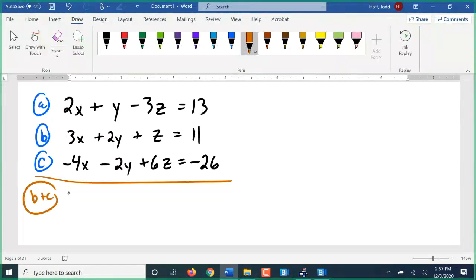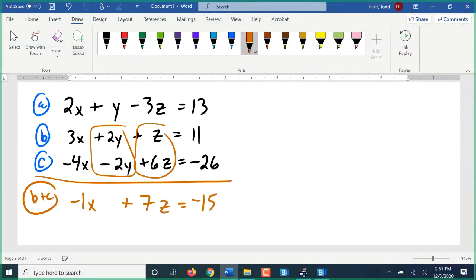3x plus negative 4x is a negative 1x. 2y plus negative 2y is 0y. It's gone. 1z plus 6z is 7z. Equals 11 plus a negative 26 is a negative 15. There is one of our two variable equations.